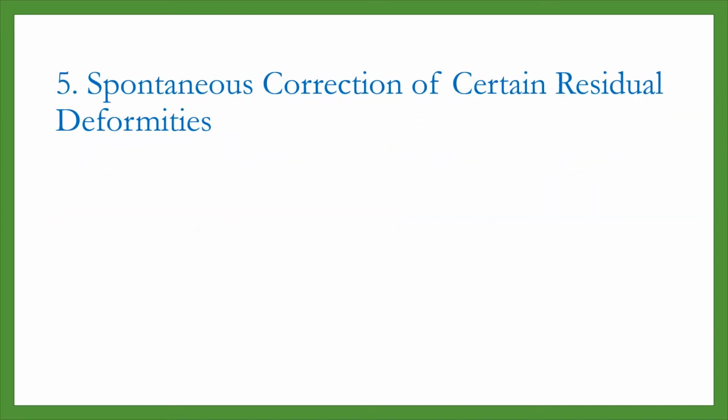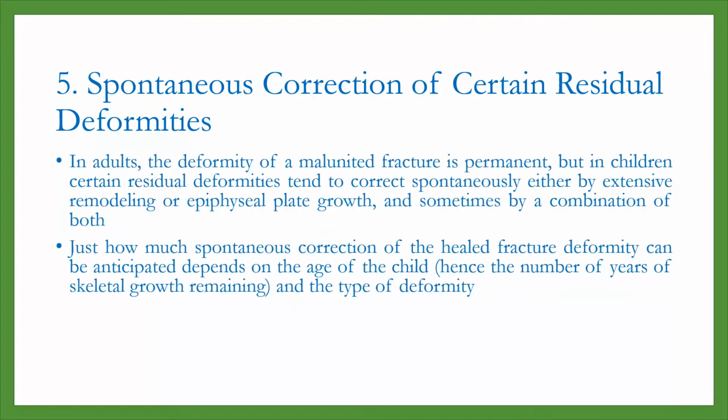5. Spontaneous correction of certain residual deformities. In adults, the deformity of a malunited fracture is permanent, but in children, certain residual deformities tend to correct spontaneously, either by extensive remodeling or epiphyseal plate growth, and sometimes by a combination of both. Just how much spontaneous correction of the healed fracture deformity can be anticipated depends on the age of the child, hence the number of years of skeletal growth remaining, and the type of deformity.